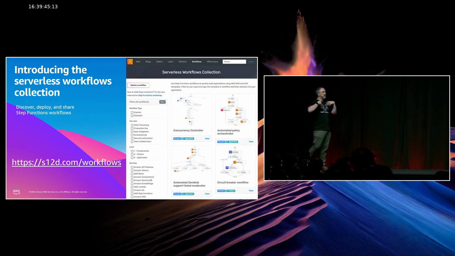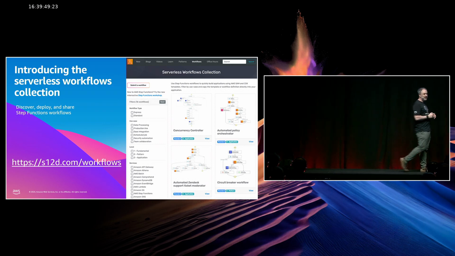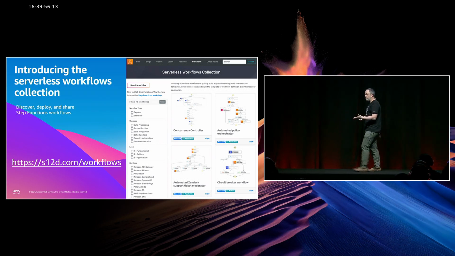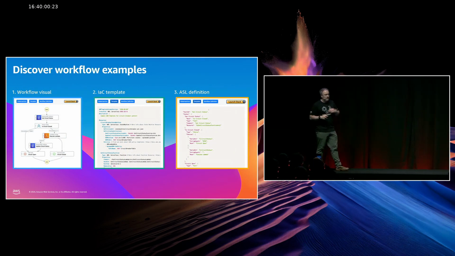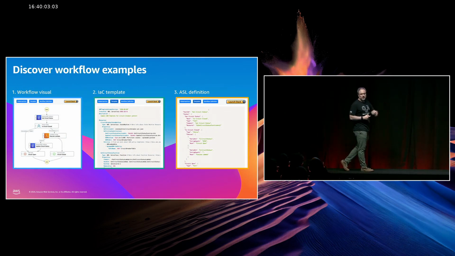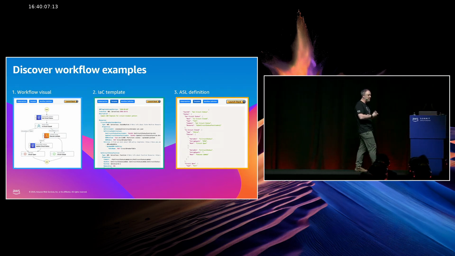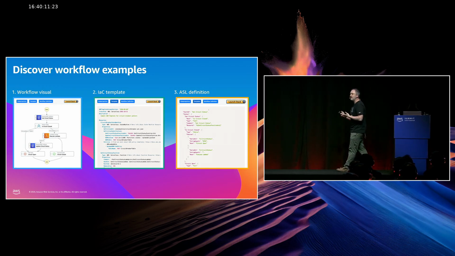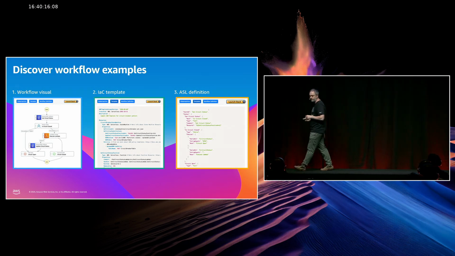If you want to see more patterns, and I mean hundreds of more patterns, this is a great resource. It's s12d.com/workflows. And here you have a number of patterns that were uploaded by people at AWS, by customers, by partners, to do any number of different things. You can see visually what each workflow does. You can inspect the infrastructure as code template. We have SAM, Terraform, CDK, and CloudFormation. You can even look at the ASL that defines that workflow to help you debug any problems that you're having.